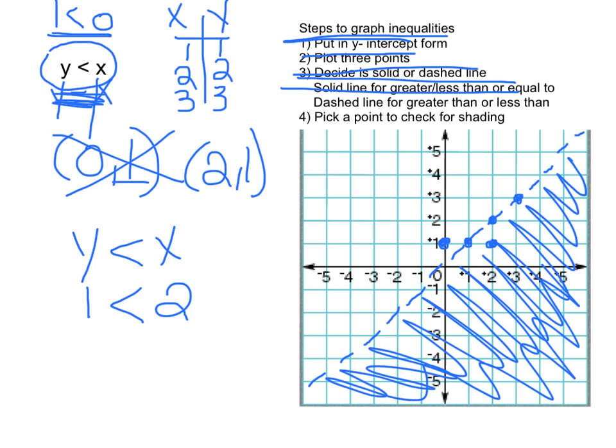Pause the movie, copy down the problem and the steps for graphing this inequality.